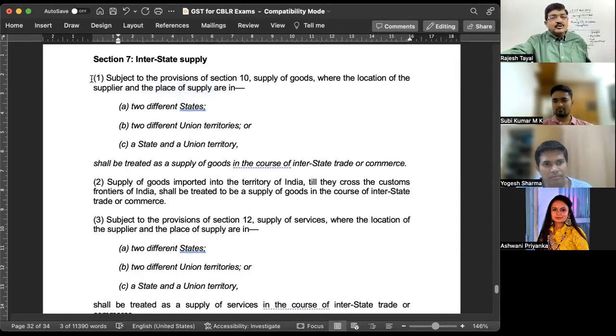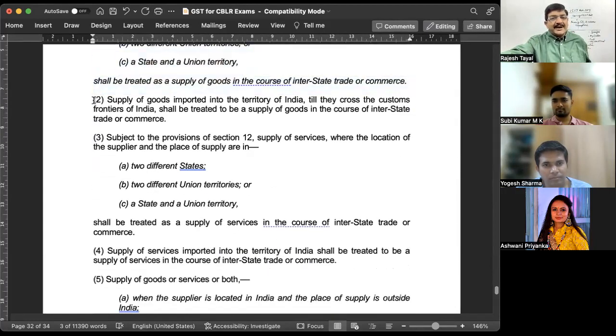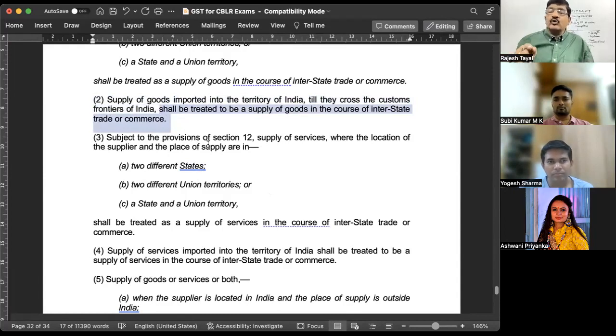So this is one case where we talk about what is the meaning of interstate supply. Supply of goods imported into the territory of India. It is only talking about imported. It is not saying imported or exported. Till they cross the customs frontiers of India, means till those are cleared by the customs for home consumption, shall be treated in the course of interstate trade or commerce. Now, once goods are cleared for home consumption by the customs, up to that point of time, that is treated as an interstate supply.